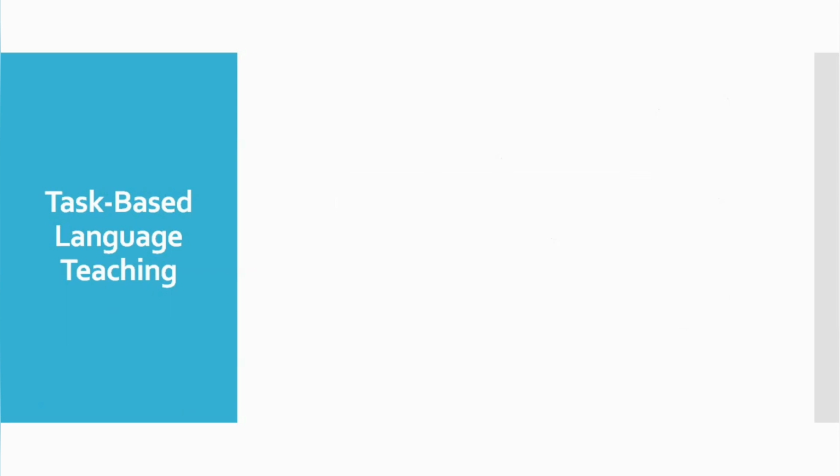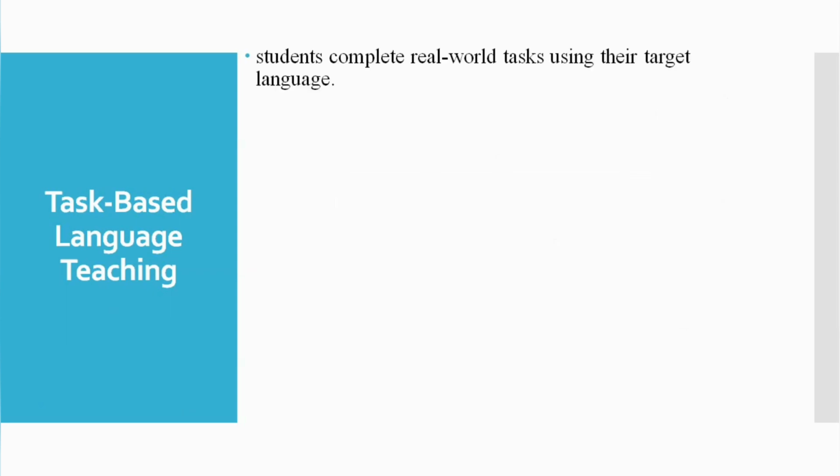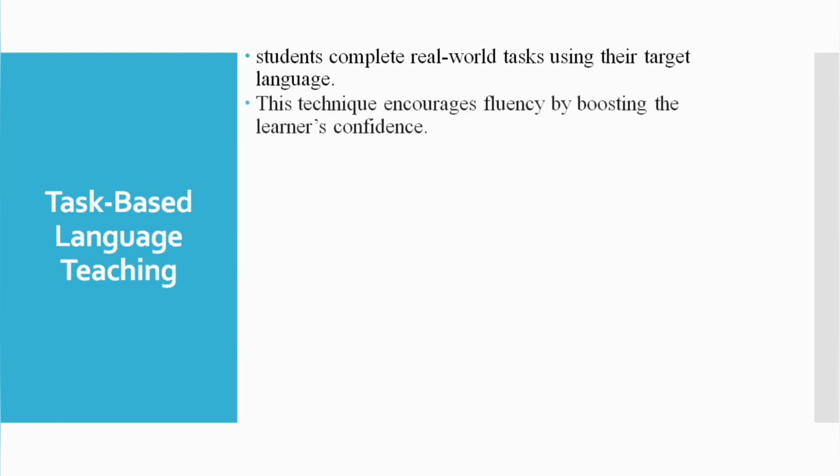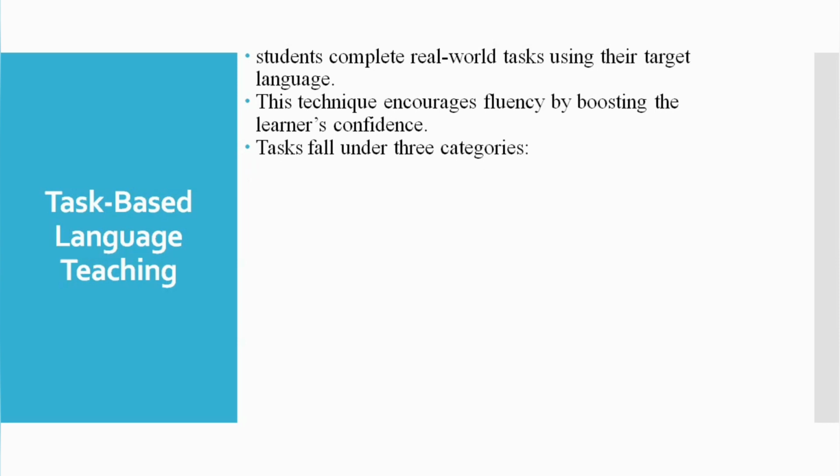Next one, task-based language teaching. Students complete real-world tasks using their target language. This technique encourages fluency by boosting the learner's confidence with each activity or task accomplished and reduced direct mistake correction. Activities fall under three categories. Information gap. Information gap activities involve the transfer of information from one person, place, or form to another.